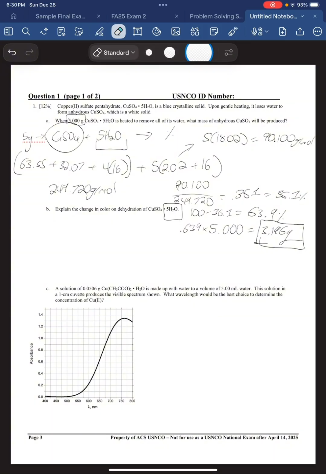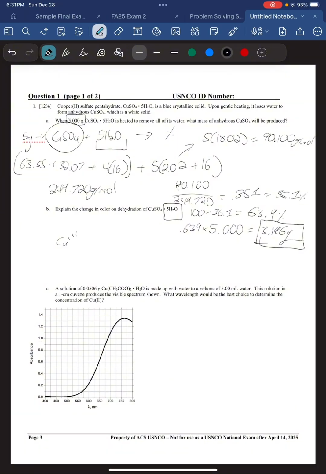Alright, now that we've done problem A, let's try problem B. Explain the change in color on dehydration of copper sulfate pentahydrate. So we automatically notice that we have a transition metal, which is copper, and we have ligands. A ligand is a molecule or an ion that can exist by itself or attached to a transition metal center. In this case, we have 5 water molecules and just 1 copper.